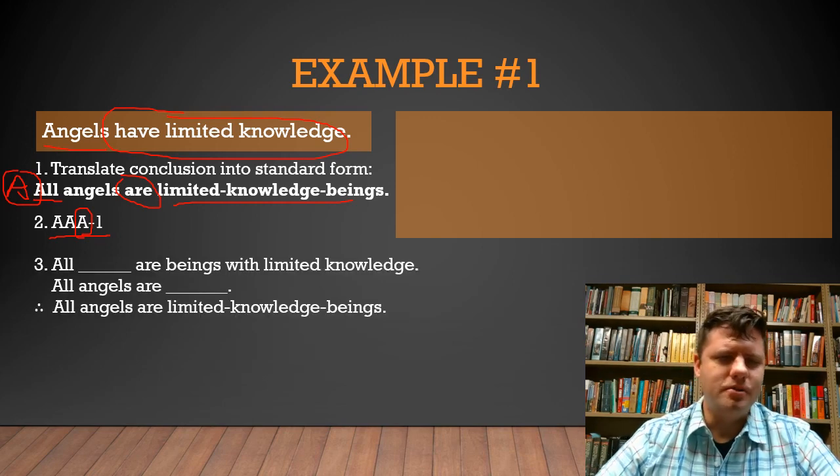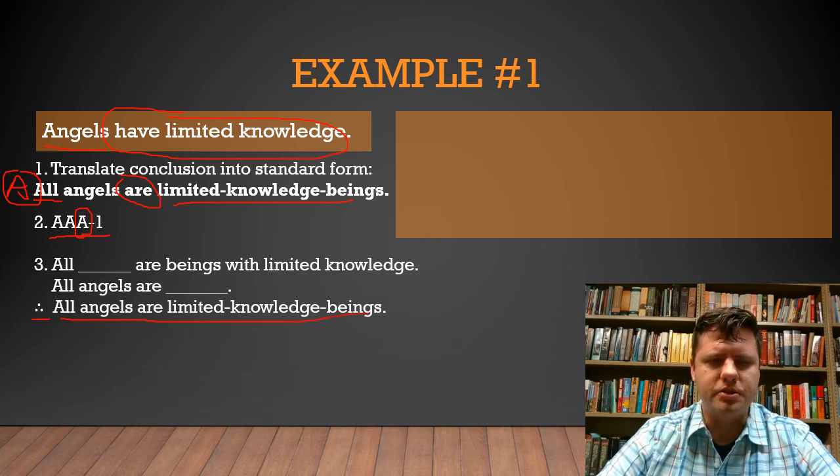And then what we do in step 3 is again, here's our conclusion. We write this down first. All angels are limited knowledge beings. And then from the form that we've picked, we have an A and an A. So we have to write all and all. And then from this figure 1, we know that the blank for the middle term must be in the first spot and in the second spot.